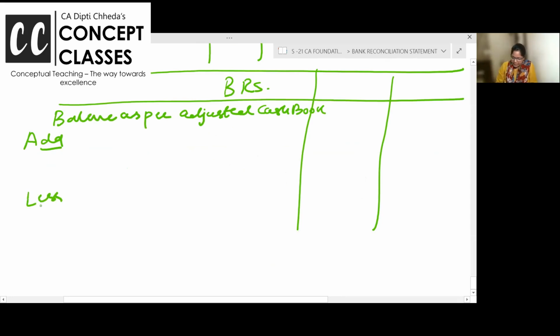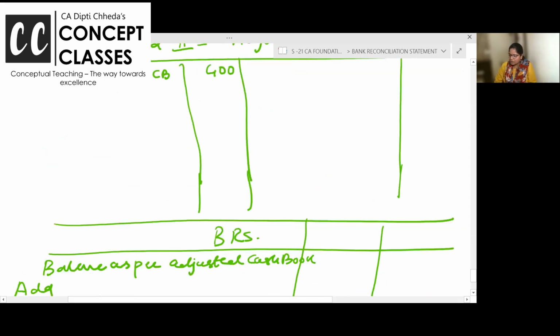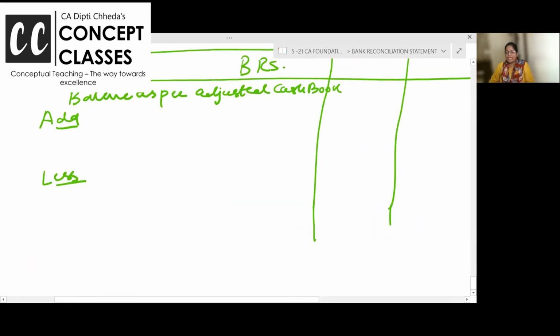Add and less. Are you preparing it together? एक half a page के इतना cash book बना दो and then you prepare the BRS. I am repeating, in exam, adjusted cash book and BRS prepared together. If the entry is not recorded in adjusted cash book, if it is a check issued and not yet deposited, take it in the BRS. But do it simultaneously so that you save time in the exam.